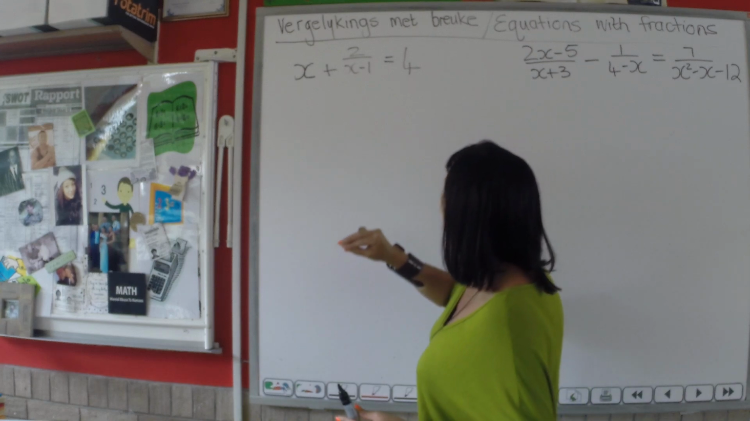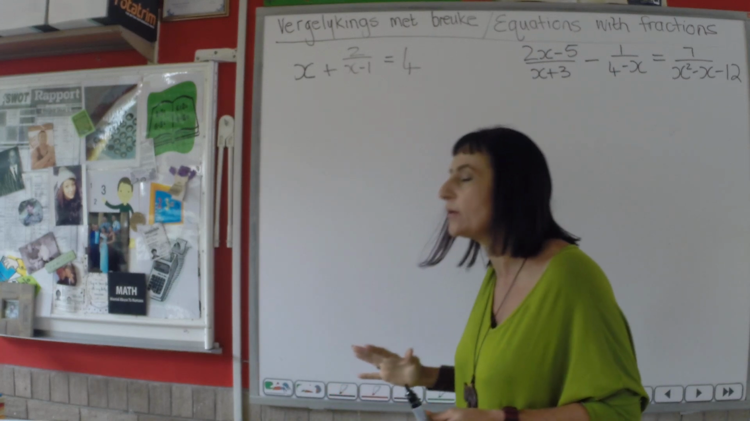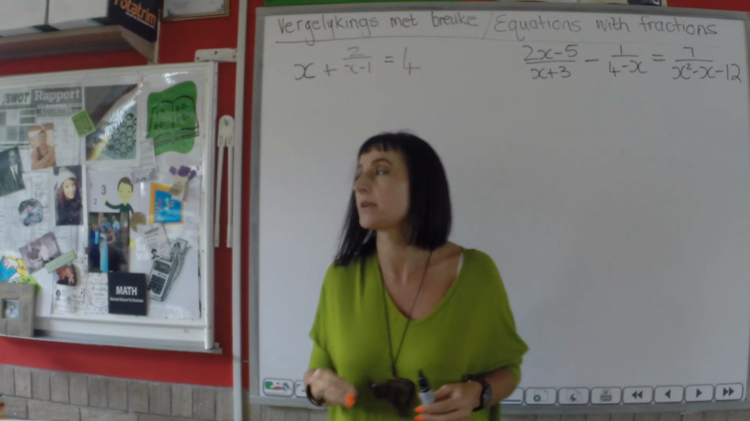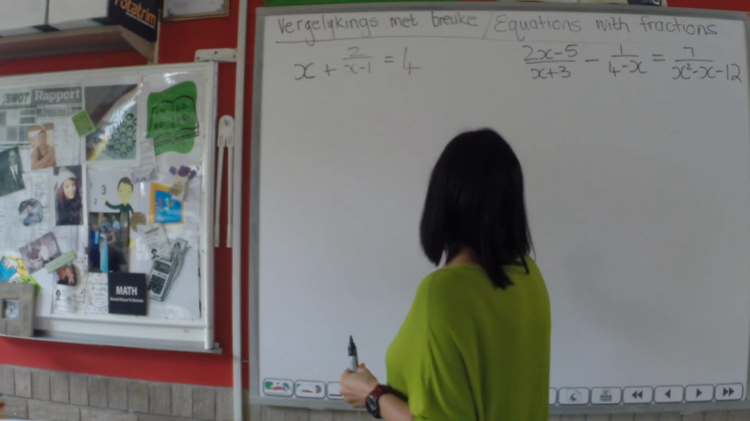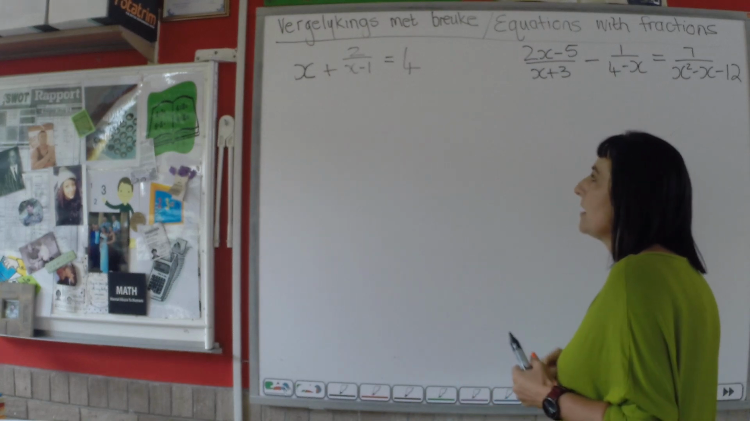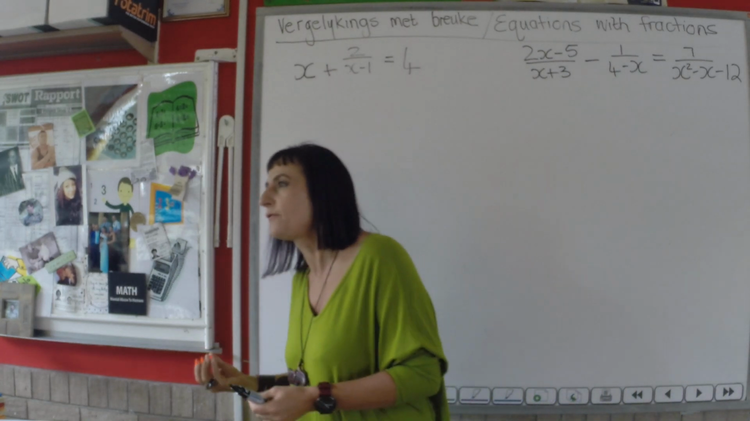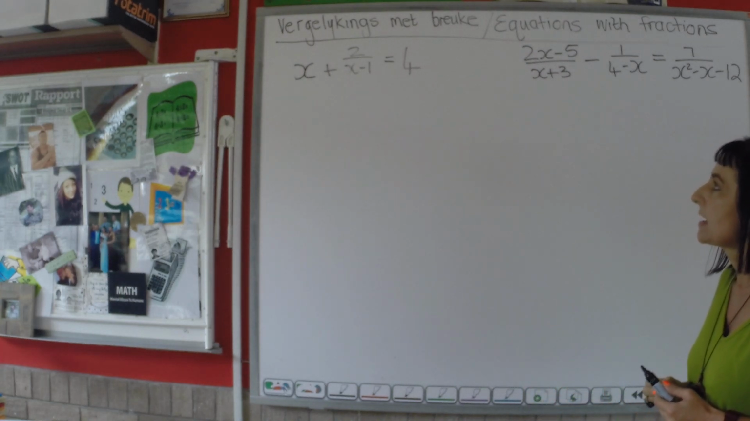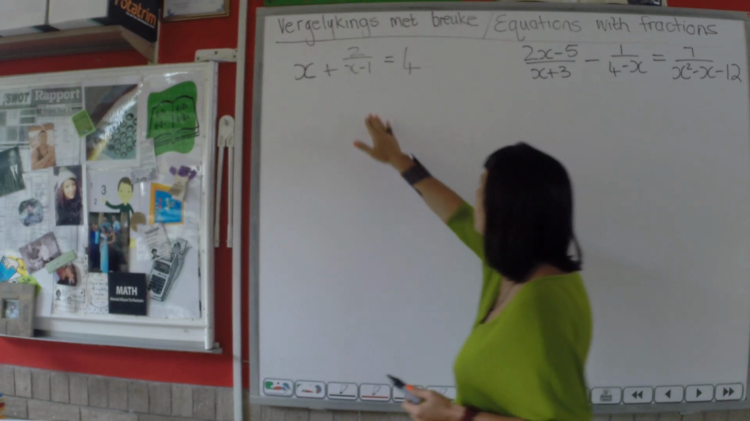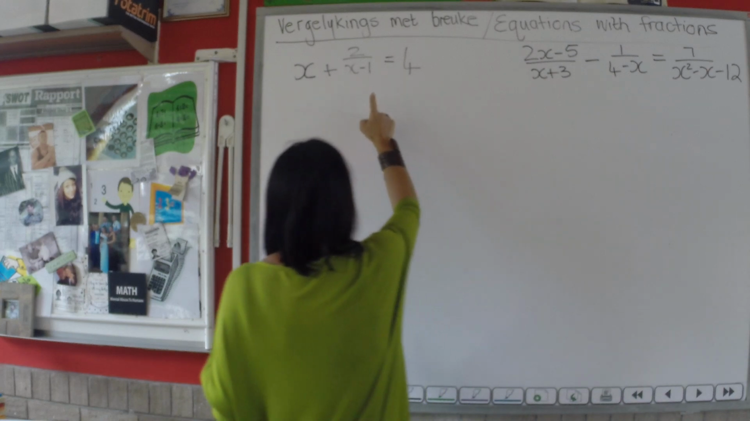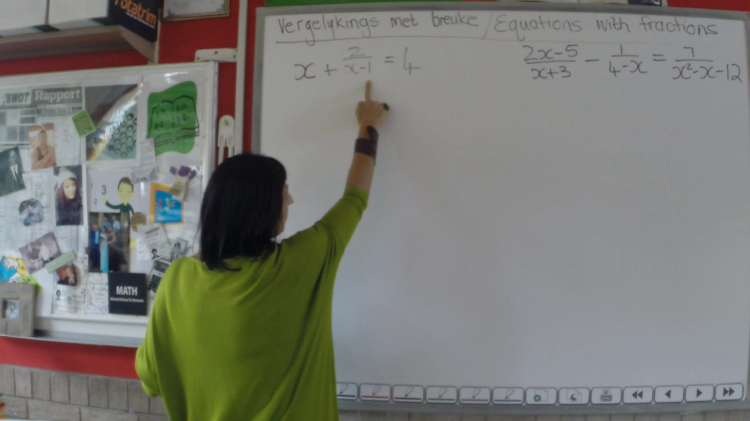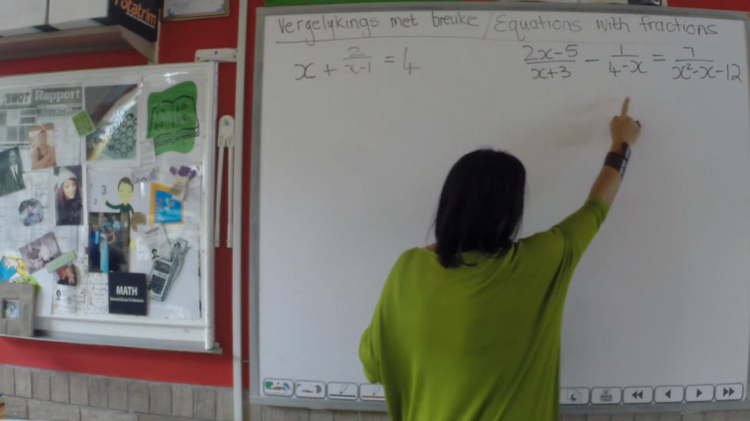'n Gewone uitdrukking kan ons net vereenvoudig. Ons kan nie oplos nie, met ander woorde, ons kan nie 'n waarde vir x kry. Sodra ek 'n is gelyk aan het, 'n vergelyking, dan kan ek 'n waarde vir x bepaal. Nou, hierdie vergelykings het breuke. We can see the fraction there, it's a fraction because there is a denominator and there's 3 of them.